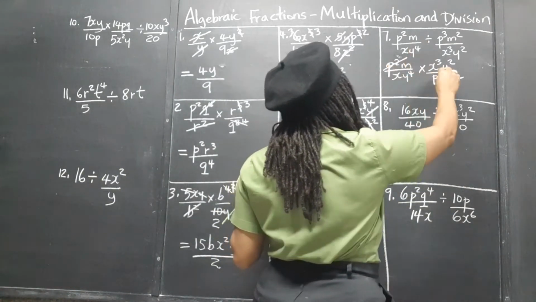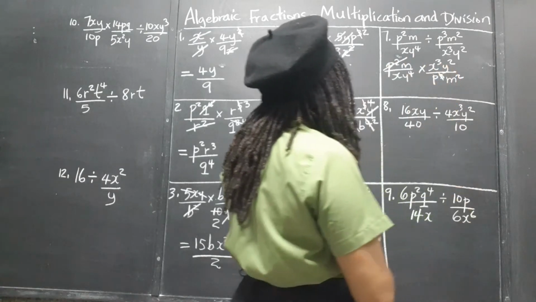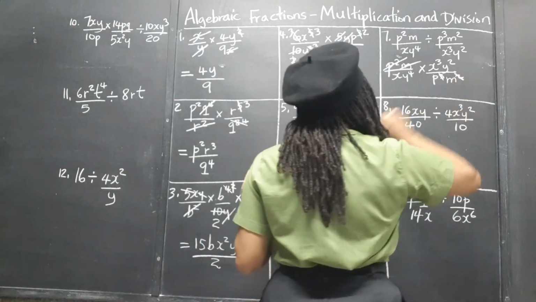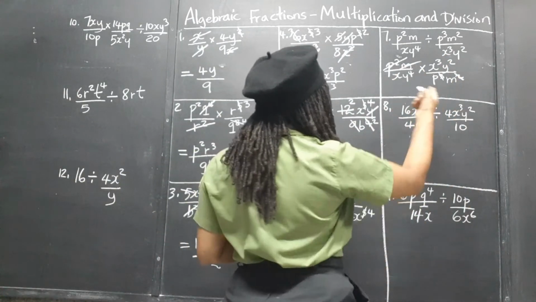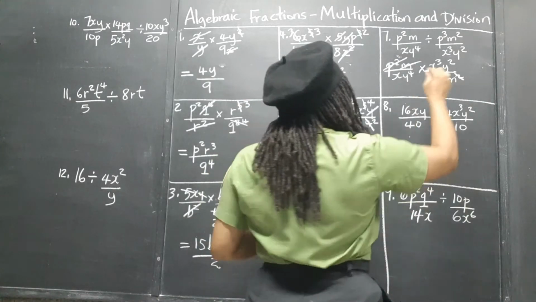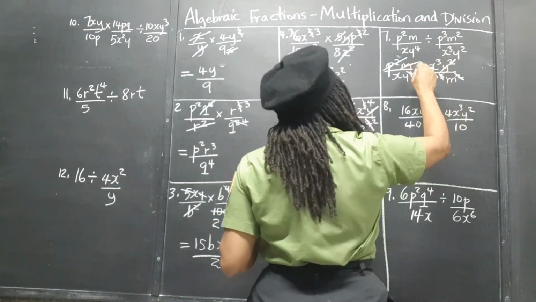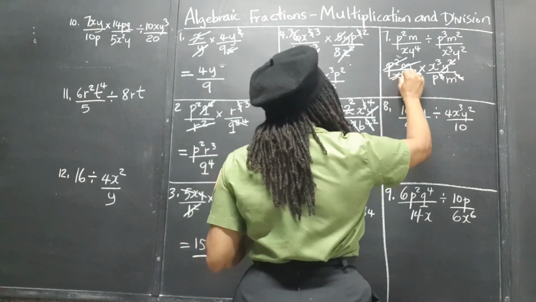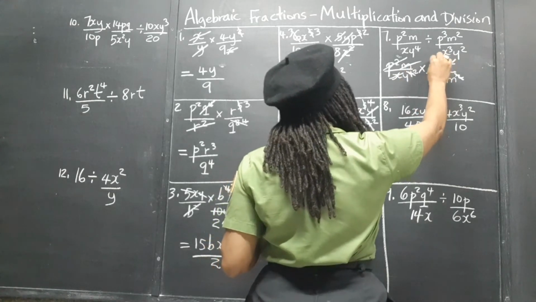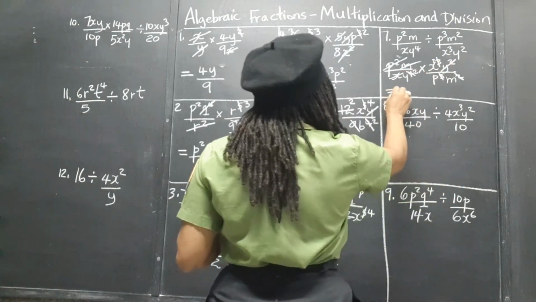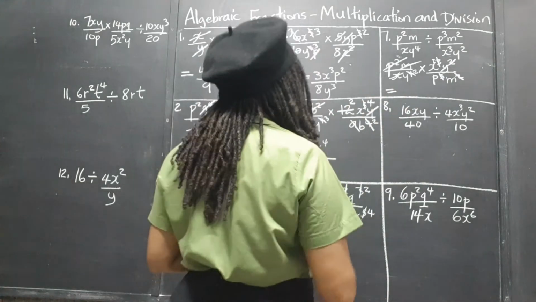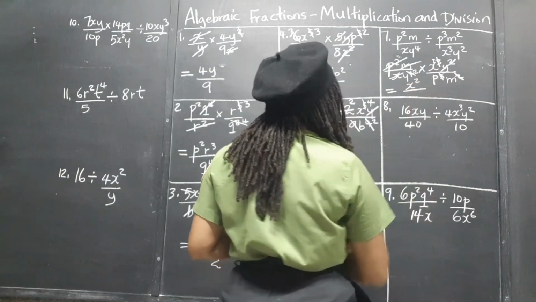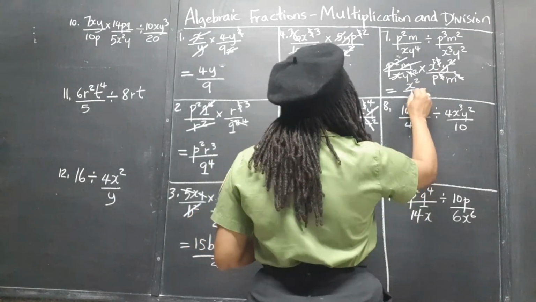So p squared takes square out of that, so p is left. M will take 1m out of the m squared, leaving m. The y squared will take 2 out of the y to the 4th. And x will take 1 out of that, leaving 2. So finally, in the numerator, we have x squared, and in the denominator, we have p.